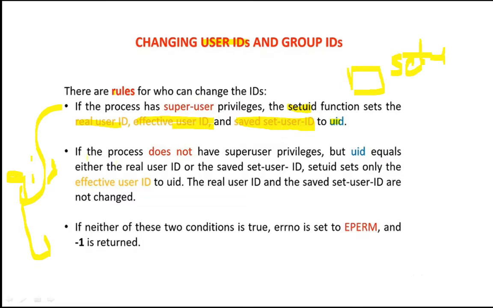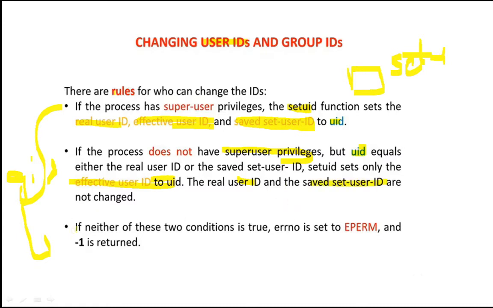Second rule: if the process does not have super user privileges, but the UID is equal to either the real user ID or the saved set user ID, then setuid sets only the effective user ID to the UID. The real user ID and the saved set user ID are not going to change.